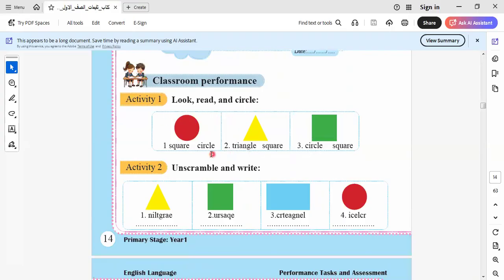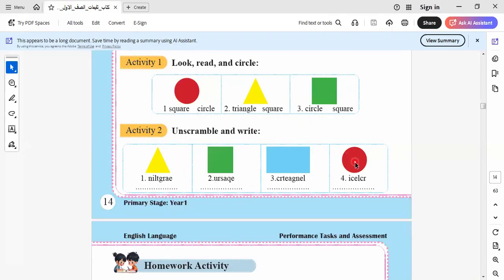Okay, here we have square or circle. No, it will be here circle. Triangle or square, it will be here triangle. It will be here square or circle. No, it will be square. Here, let's do it together. The next one, it will be here triangle. So here, it will be here triangle.